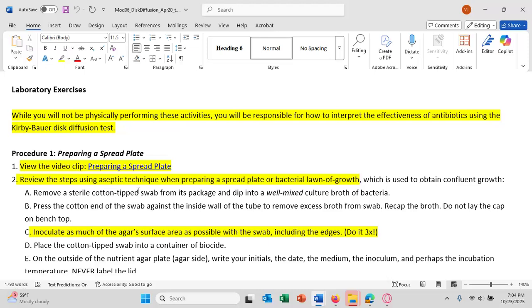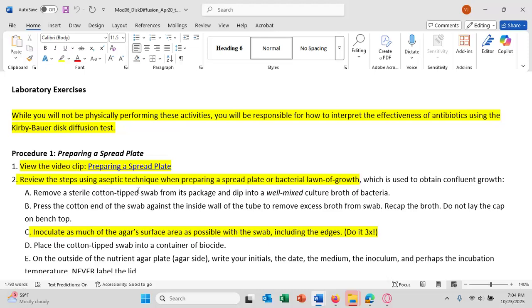I once had a student who did something like this. And then she put her disc on and she tried to measure the zone of inhibition, and she had such poor growth on her plate, like there'd be a streak here and a streak there, and maybe a streak there, but in between there'd be this large area with no bacteria. She couldn't measure the size of her zone of inhibition.